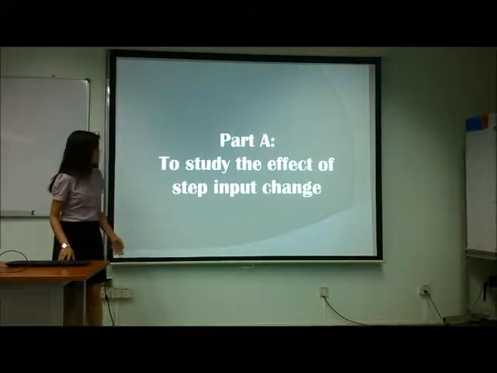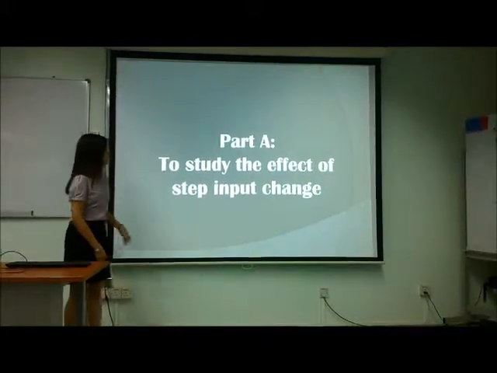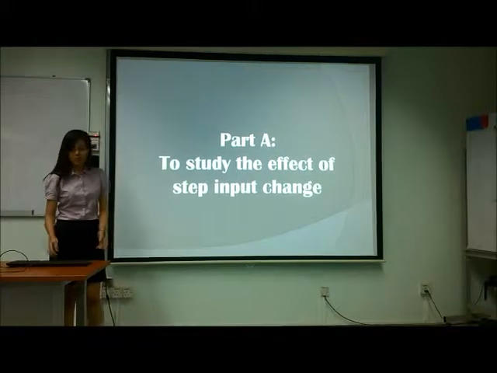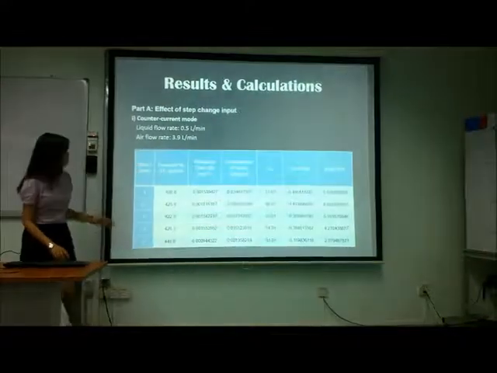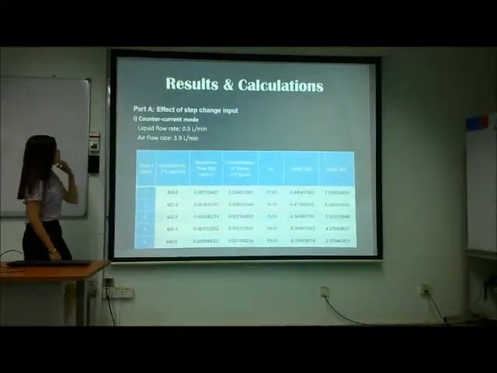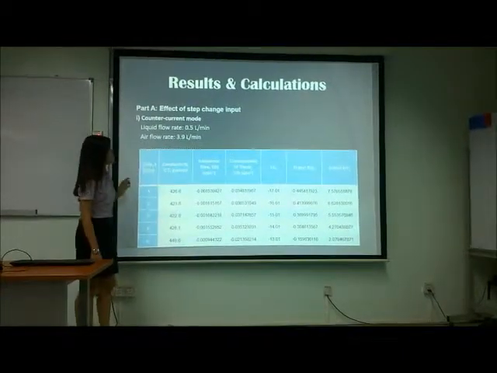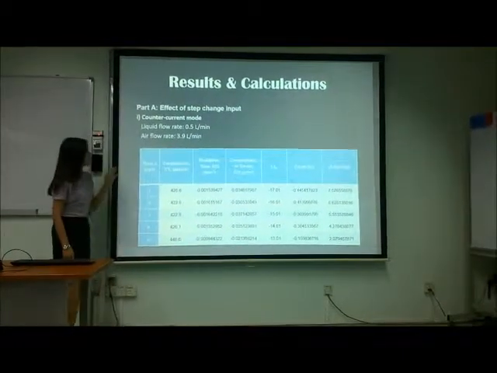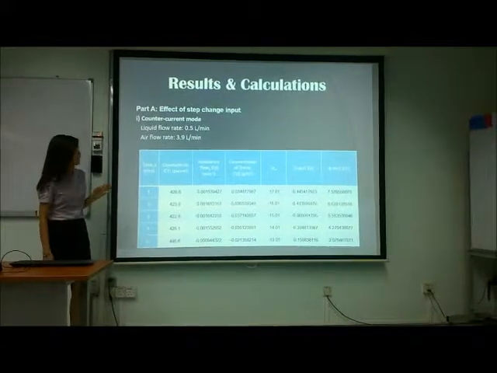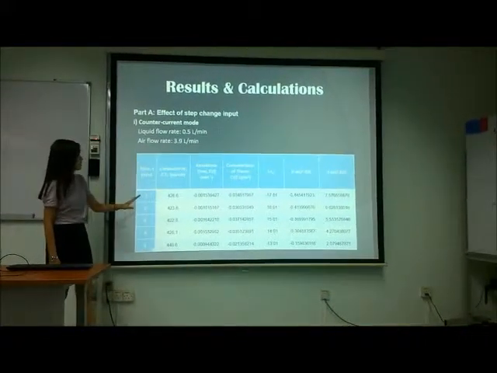To make things easier, I'd like to use the results from part A, which is to study the effect of step input change. First, we tabulate this data, and we are given the liquid flow rate, which is 0.5 liter per minute, and also the air flow rate, which is 3.9 liter per minute. And then we tabulate this data.